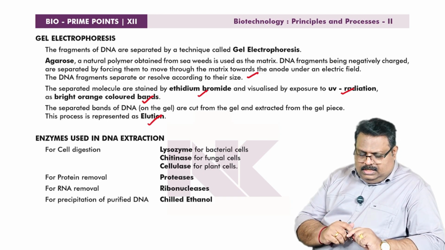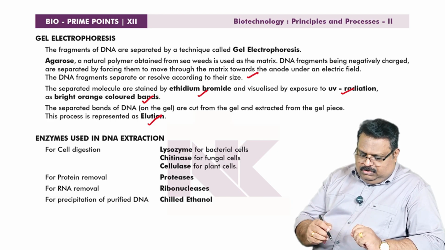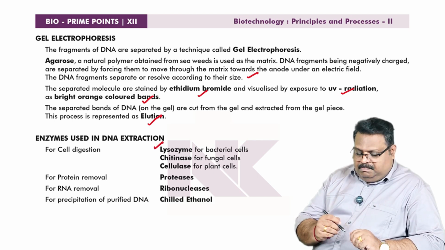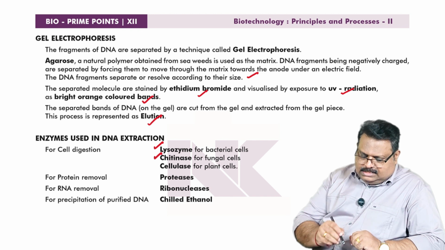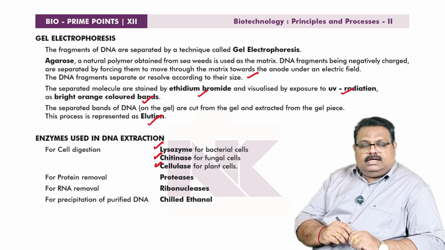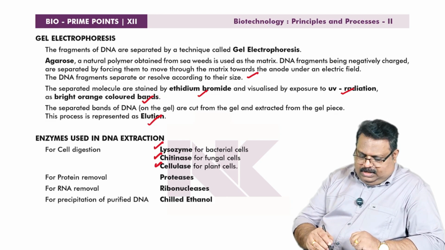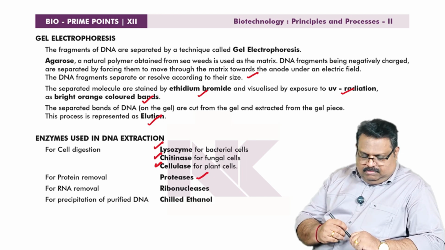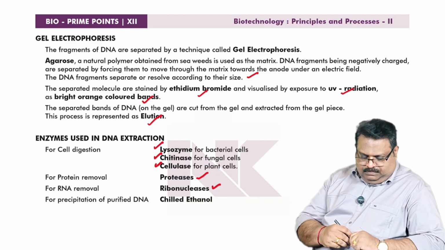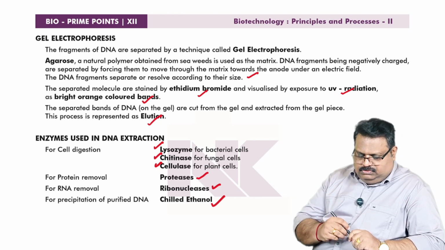And the enzymes used in the DNA extraction: for cell digestion, we are using lysozyme enzyme for extracting DNA from bacterial cells, chitinase enzyme for extracting DNA from fungal cells, cellulase enzyme for extracting DNA from plant cells. For protein removal, proteases are used. Then, for removal of RNA fragments, ribonucleases are used. Then, for precipitation of purified DNA, chilled ethanol is used.